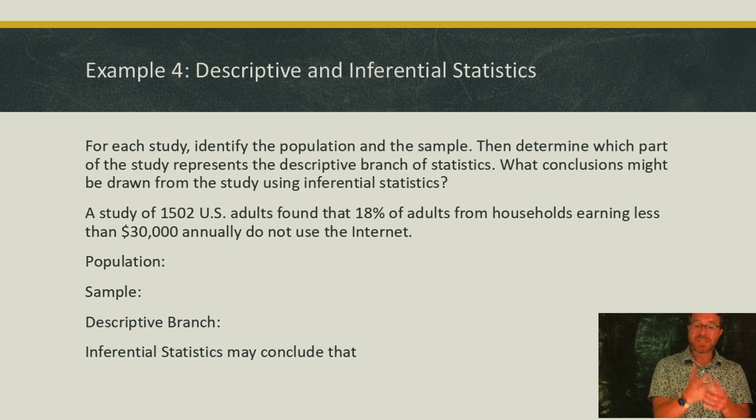The inferential statistics might be about 18 to 20, 18% of people in general don't use the internet. Or rather, not in general. Of households making less than $30,000 a year, about 18% of people won't use the internet. Or it could be, again, 82% of people will use the internet. So remember, population is the group of interest. Sample is the group we're actually getting the data for. Descriptive statistic is saying something about the actual data. Inferential statistics is then trying to infer something about that population or group that we're actually interested in.